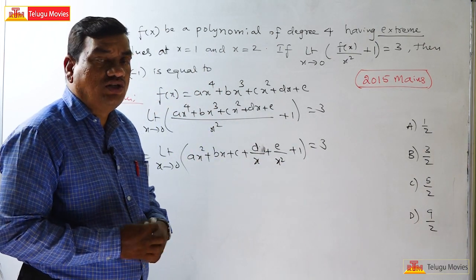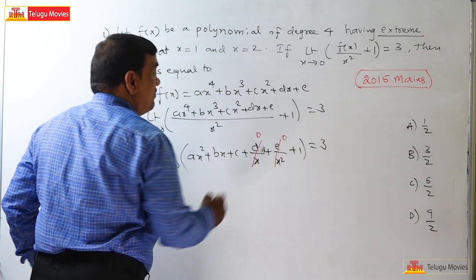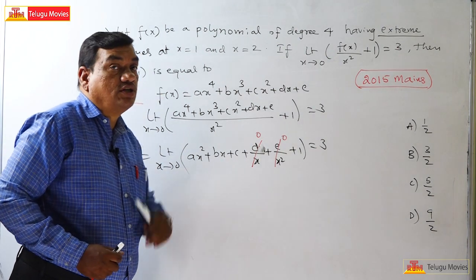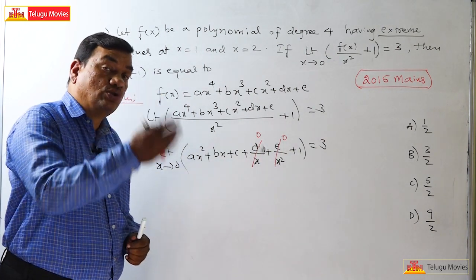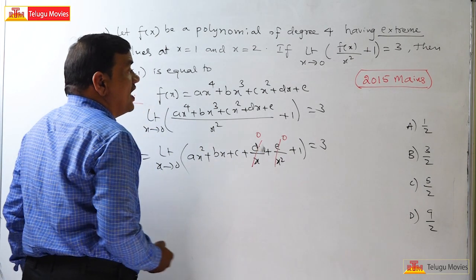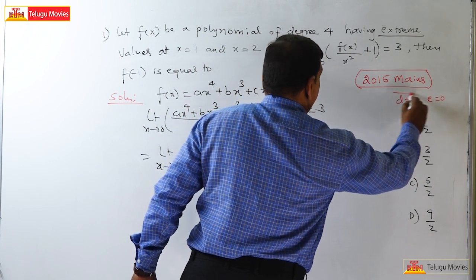This is possible only when the d value is equal to 0 and the e value is equal to 0. Why? Because as x tends to 0, 1 by x tends to infinity, and 1 by x square also tends to plus infinity. That's why the d value and e value should be equal to 0. So I will write down d is equal to 0, e is equal to 0.